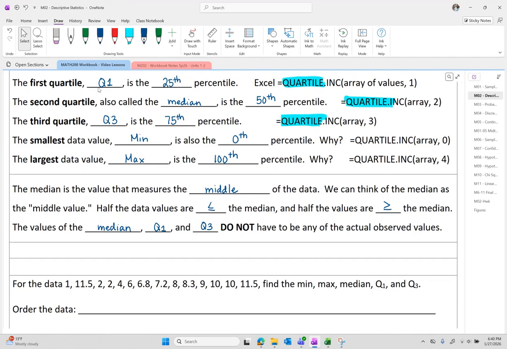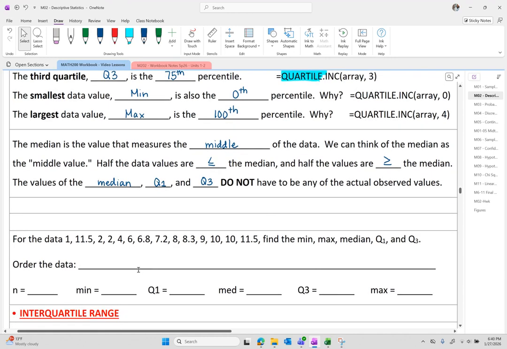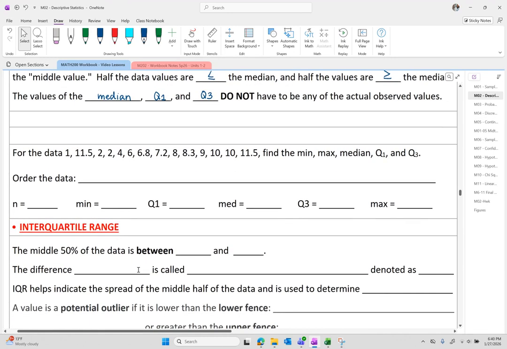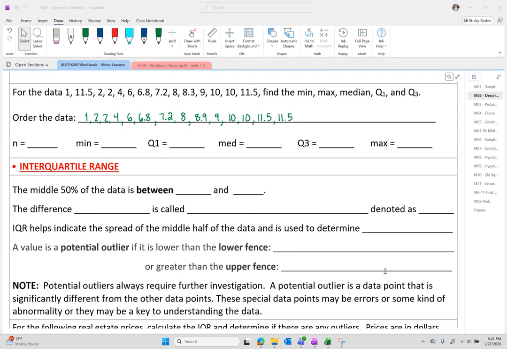So let's assume that we have this data that is not ordered, and we want to find by hand the minimum, the maximum, the median, quartile 1 and quartile 3. To find these values by hand, we need to order the data. So our first job is to write the data from smallest to largest. So pause the video and do that. After you order your data, you want to find how many data you have.